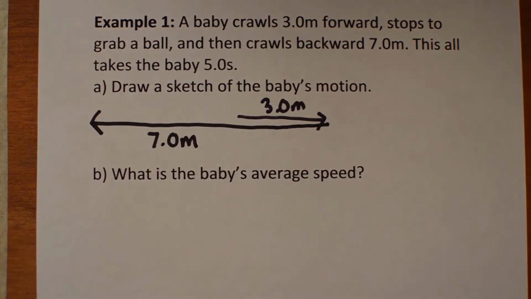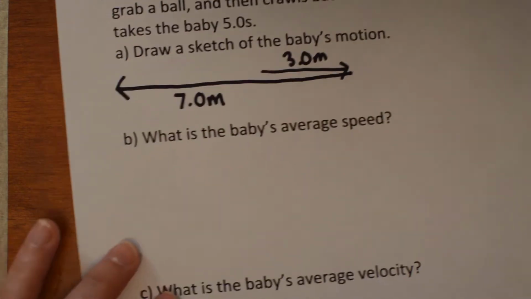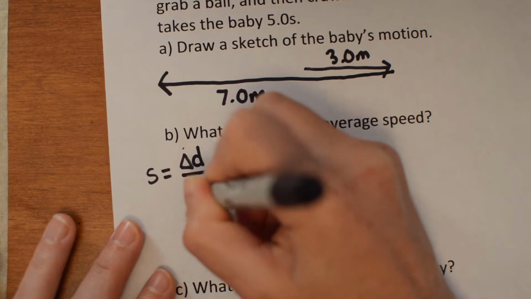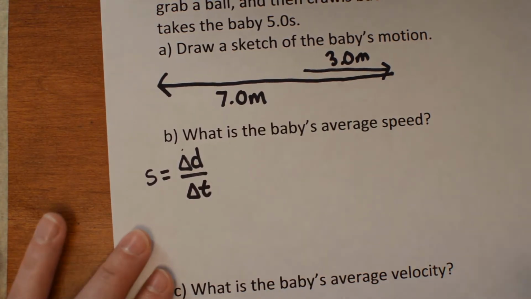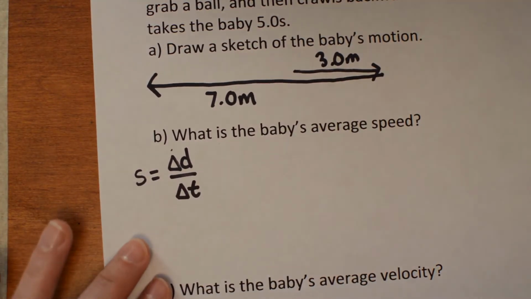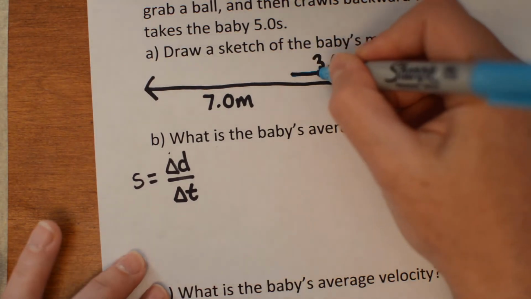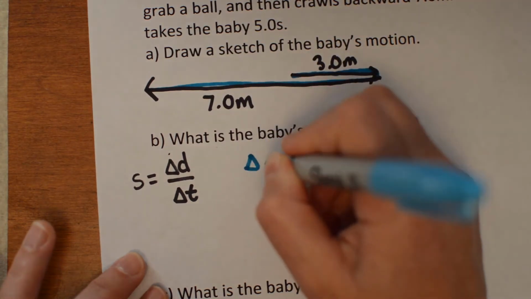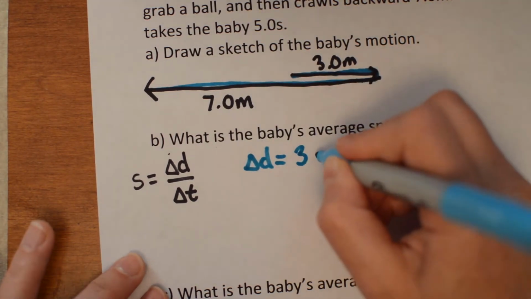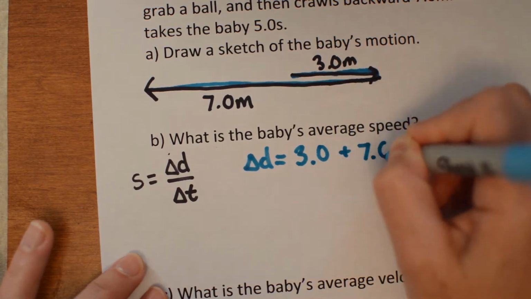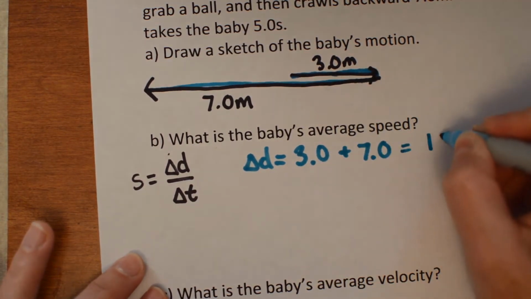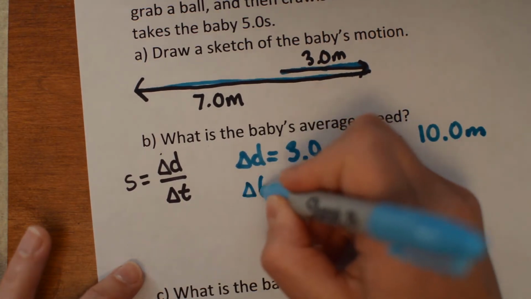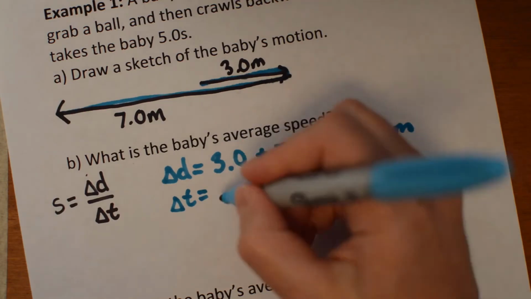All right. First I want to know her average speed. So average speed, we said, is distance over time. The distance that she travels is going to be that full distance that she covers through that whole journey. So the delta D on top here is going to be the 3 meters plus the 7 meters, which is 10 meters. The time on the bottom here, we're told, is 5 seconds.